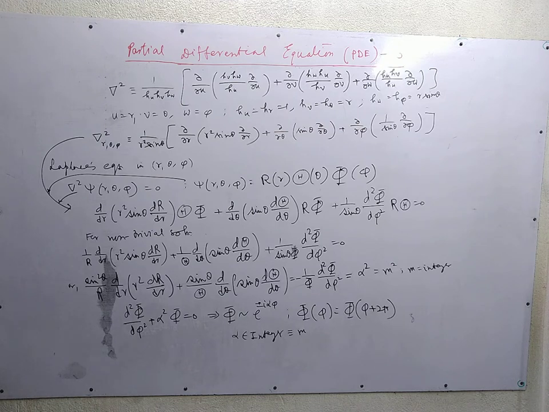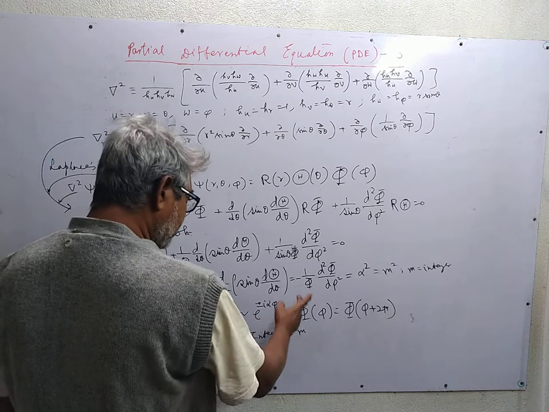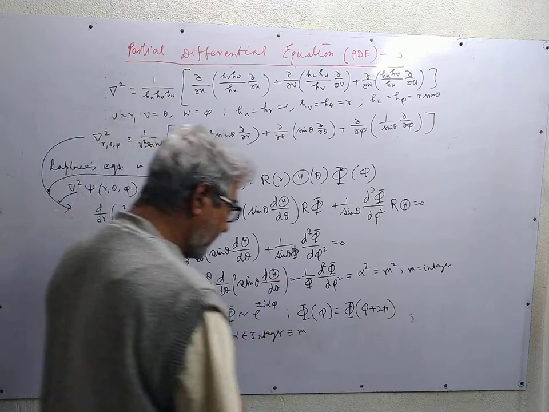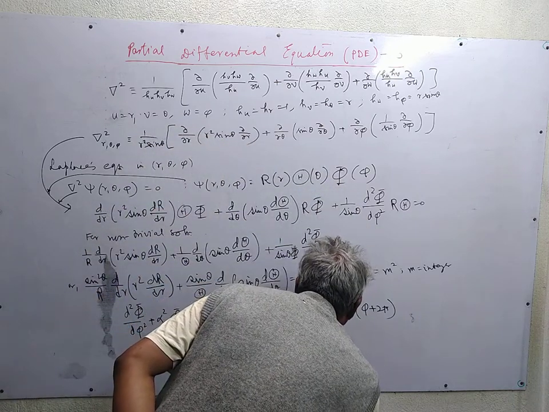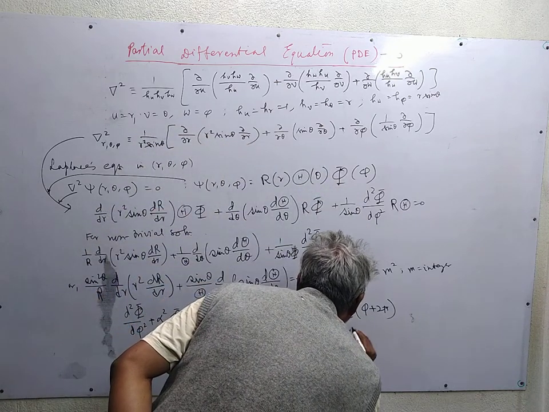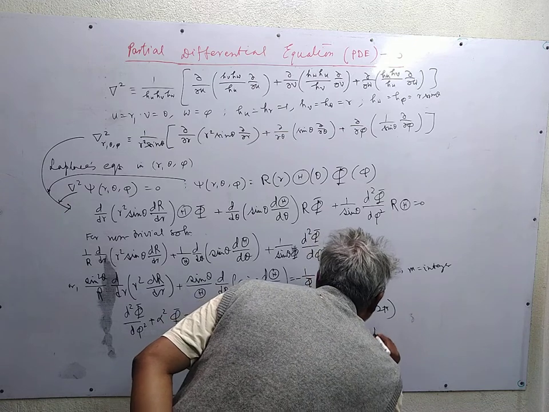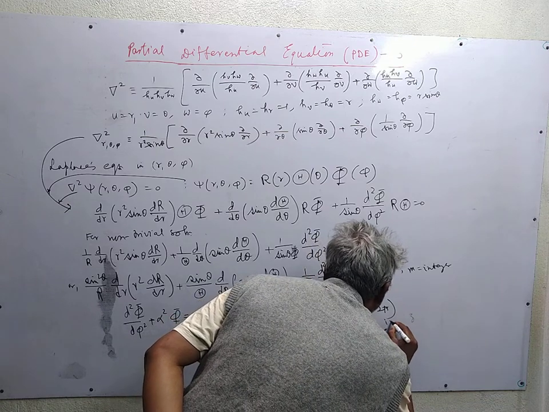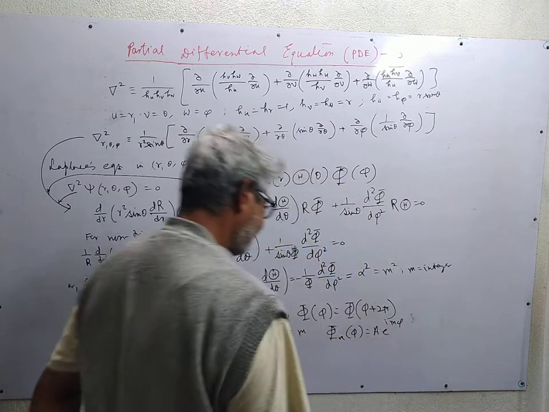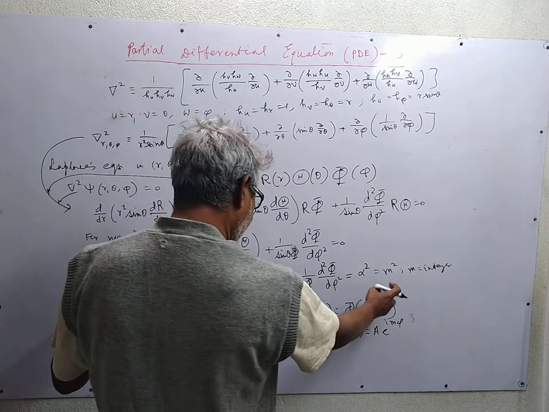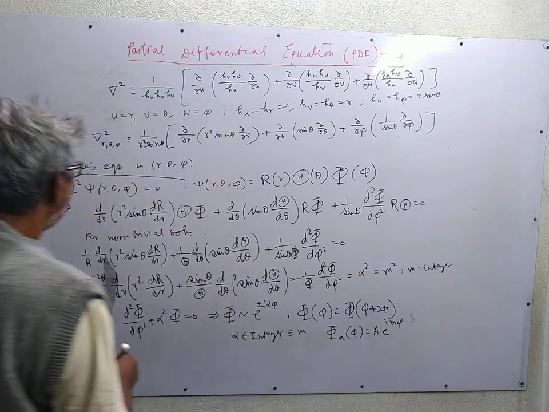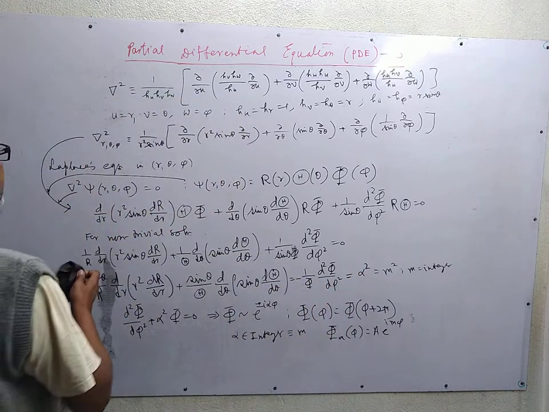So with this information we come back to the remaining equation. The phi equation has been solved, and we finally conclude that the phi solution depends on m, and it is e to the power im phi. With this phi equation solved, we are left with this equation. So I am just copying the relevant part.